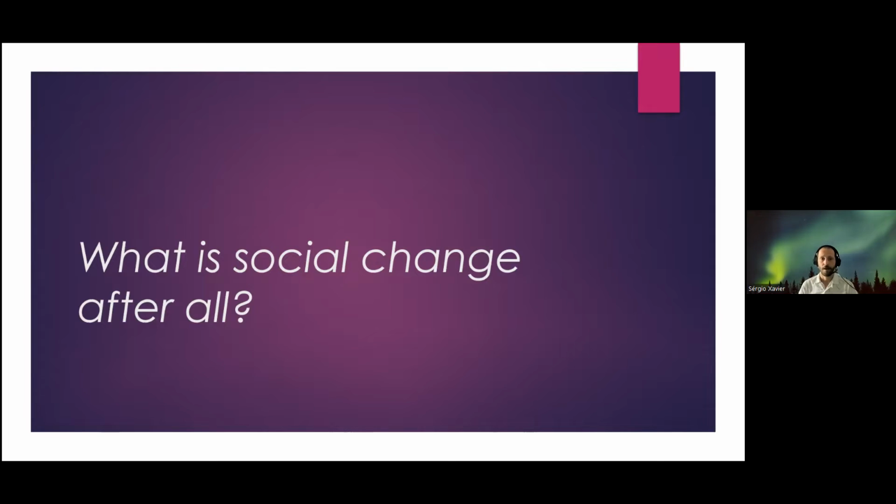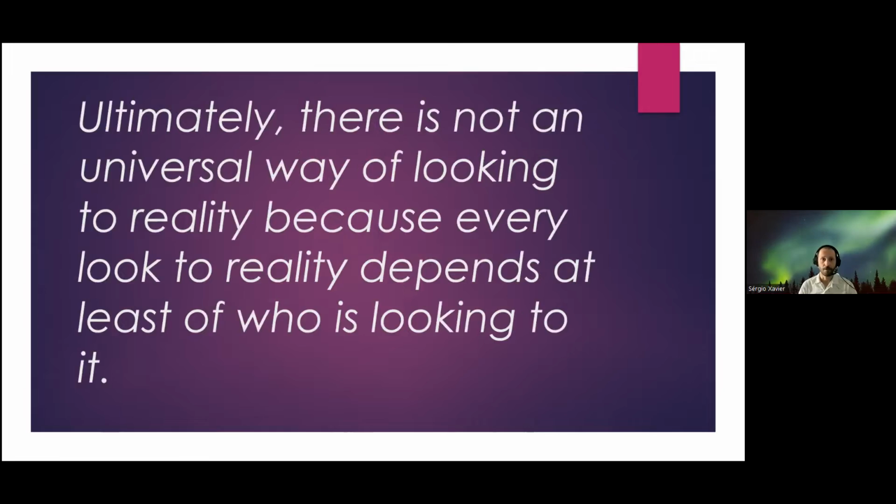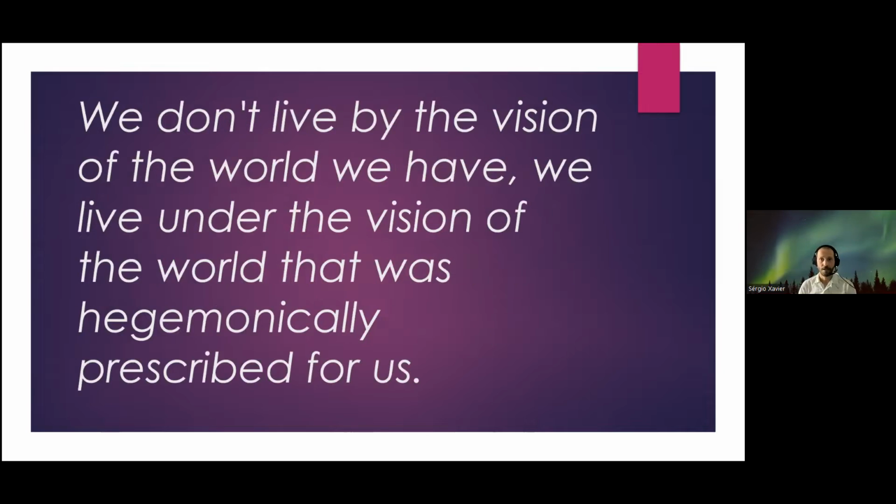So whatever we call social change depends on our lenses over reality. Ultimately, there is not a universal way of looking at reality because every look at reality depends at least on who is looking at it. And that is the reason why epistemology is so important within and beyond research.